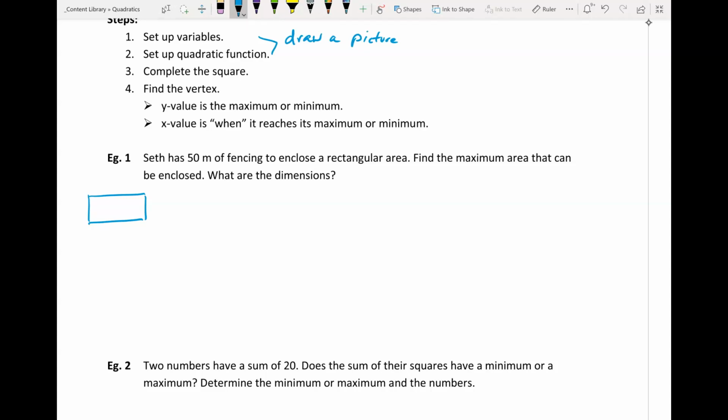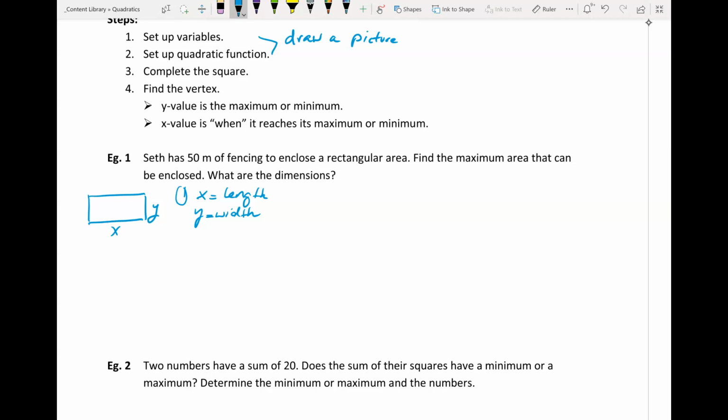Okay, and then we're talking about the area. So area is usually calculated by length times width, or in this case you can say x times y. And then we can say, from our first step, x can be our length and y can be the width. We want to find the maximum area that can be enclosed, and we want to find those specific dimensions.